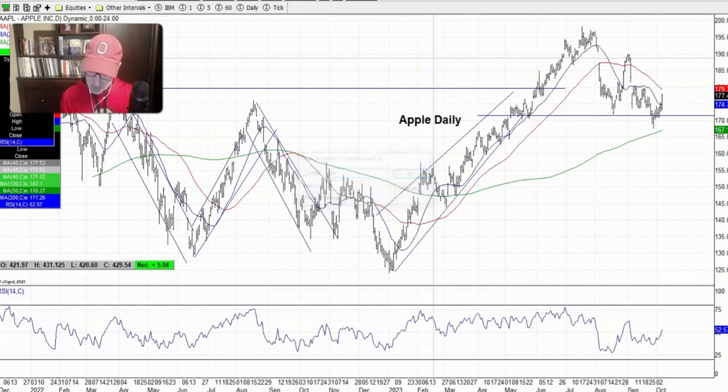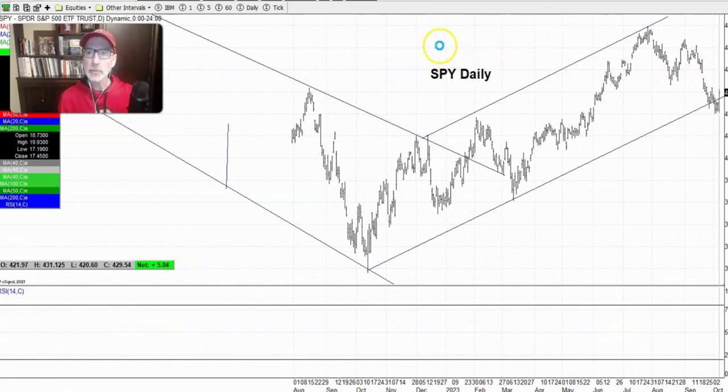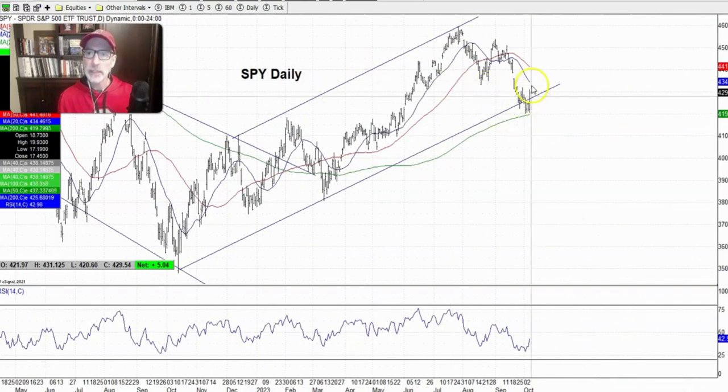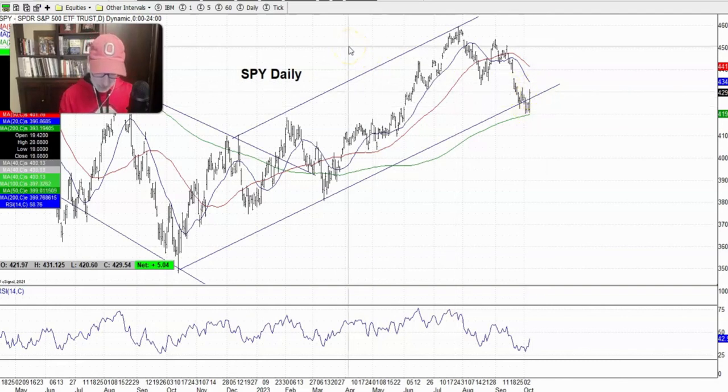Did the SPY have that as well? Yes, so the SPY as well. It bounced and it's gotten back into the channel. So that is a higher probability entry point for those that want to get long. Okay, let's look at, where were we?